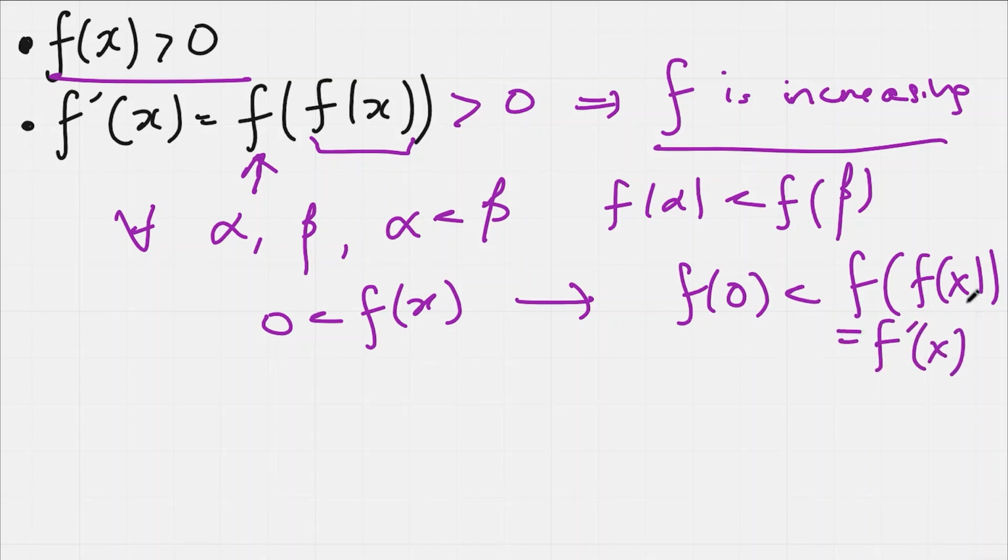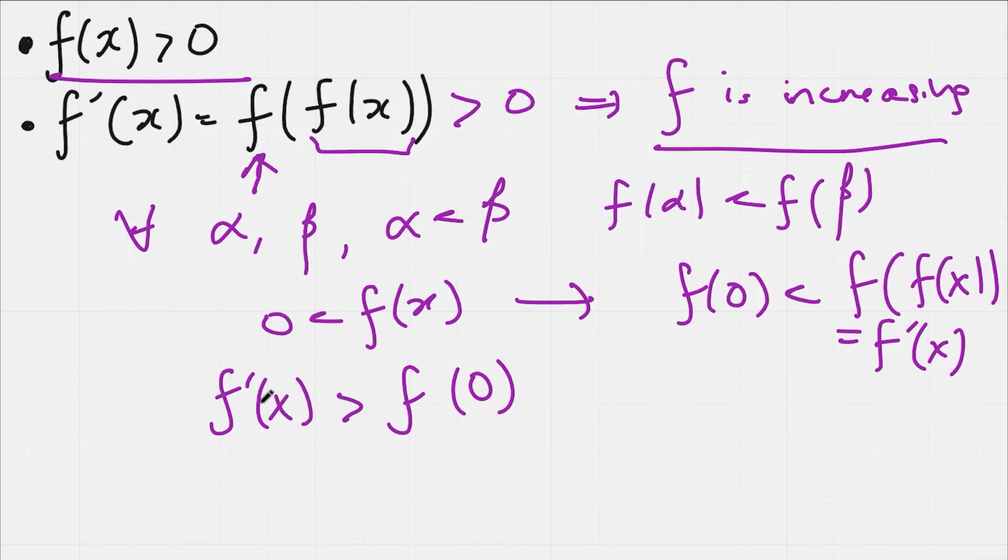So this is true for all values of x. We found a lower bound for the derivative of f. It always has to be bigger than f naught. And now this is interesting because if I write down this inequality, f prime of x is bigger than f of 0, what I'm going to do is integrate this between t and 0, where t here is now going to be a negative number.